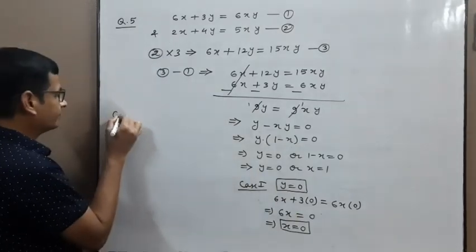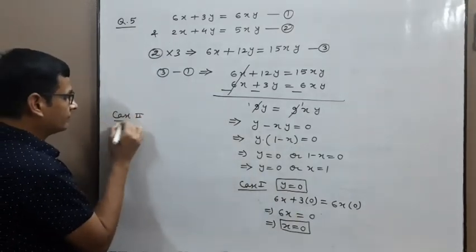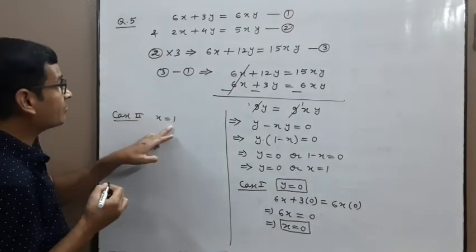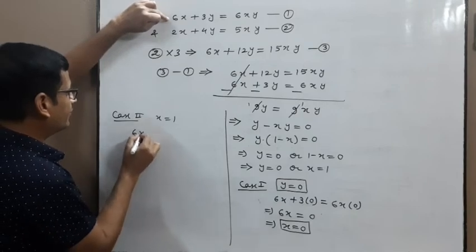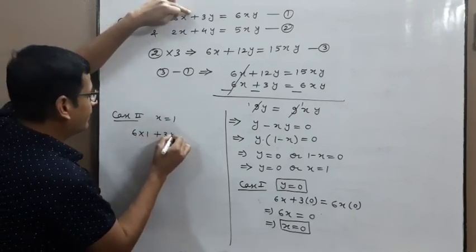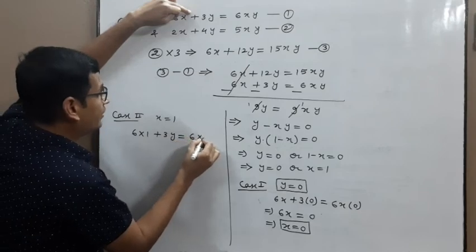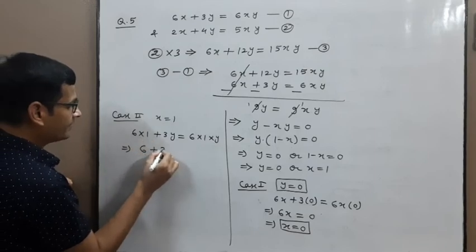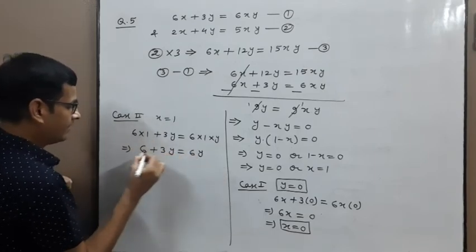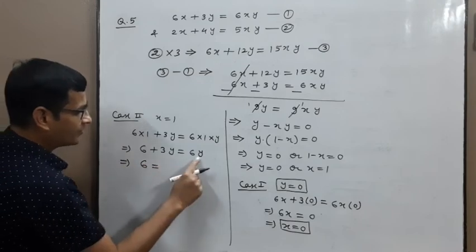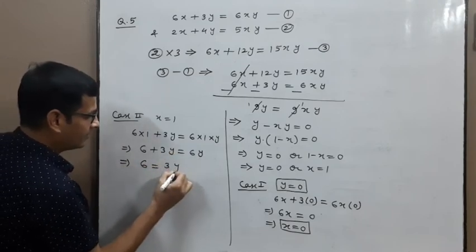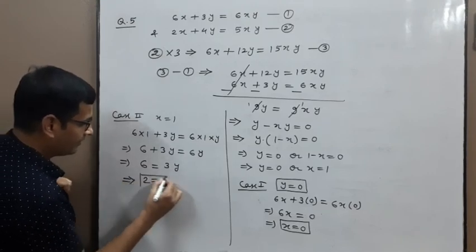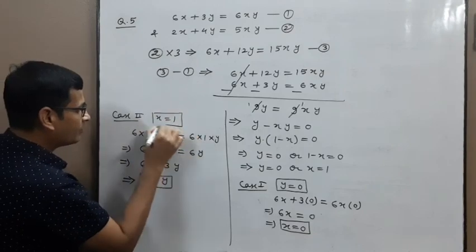Case second. Take x equal to 1. Now put x equal to 1 in equation 1. 6 into 1 plus 3y is equal to 6 into 1 into y. 6 plus 3y is equal to 6y. 6 equal to 6y minus 3y, 3y. Dividing both sides by 3, so 2 equal to y. So when x equal to 1, the corresponding value of y is 2.